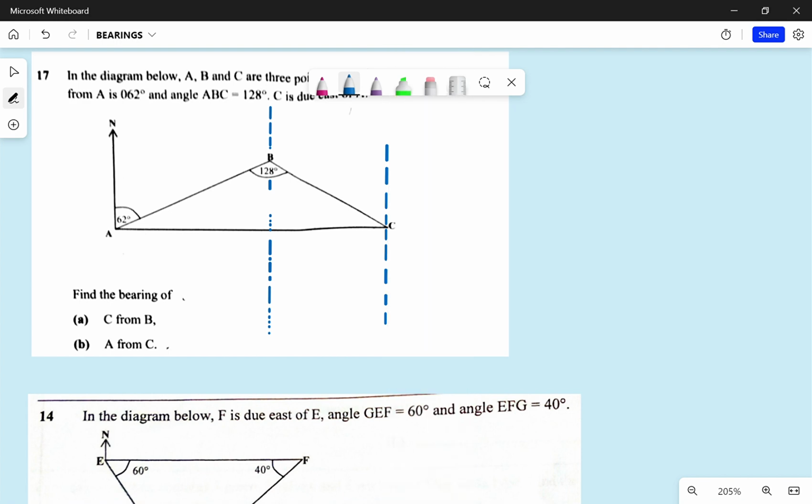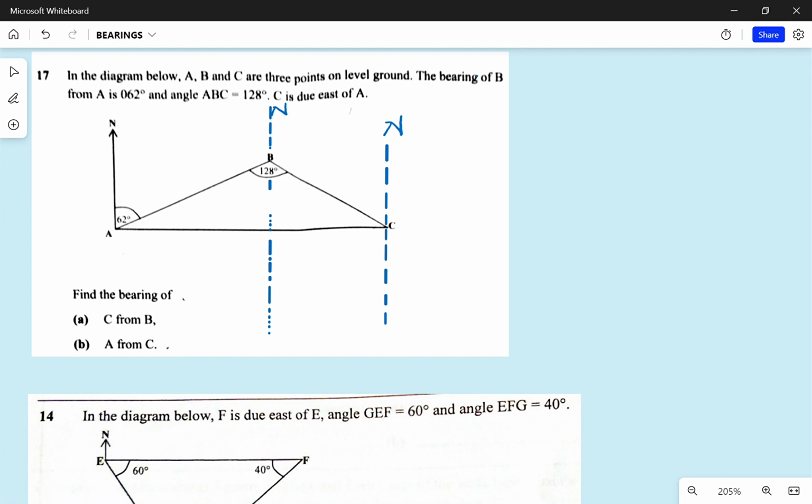Okay. Now I have the north here and I have a north there. Okay, I have a north there, I have a north, north, north. So you discover that these are parallel lines. The three norths there, they are parallel lines. You understand now the concept of alternate angles where it comes in handy?